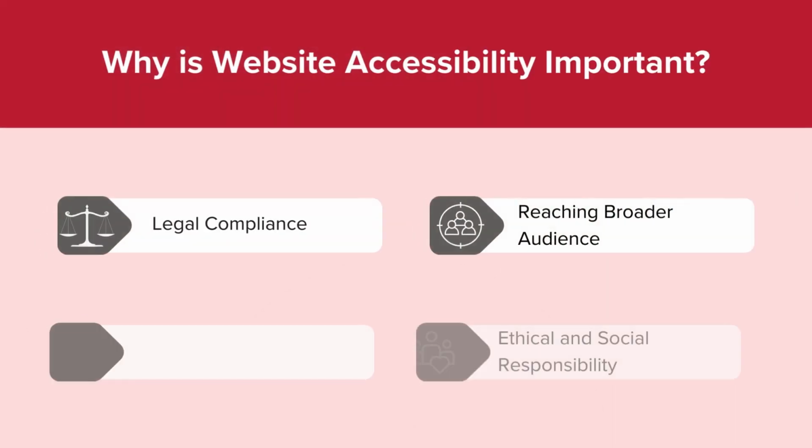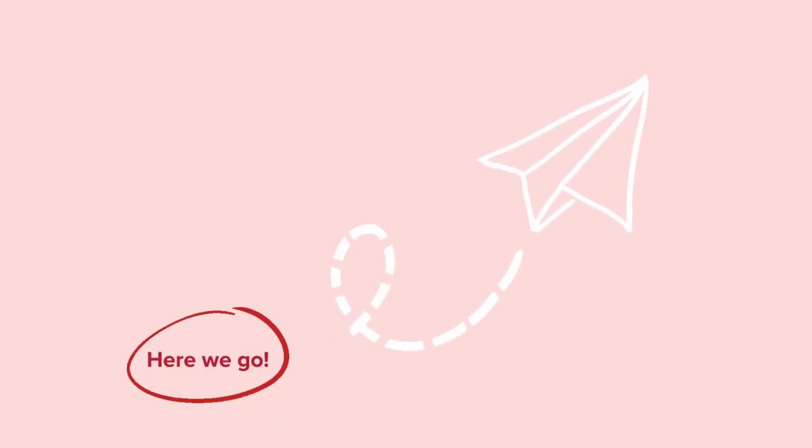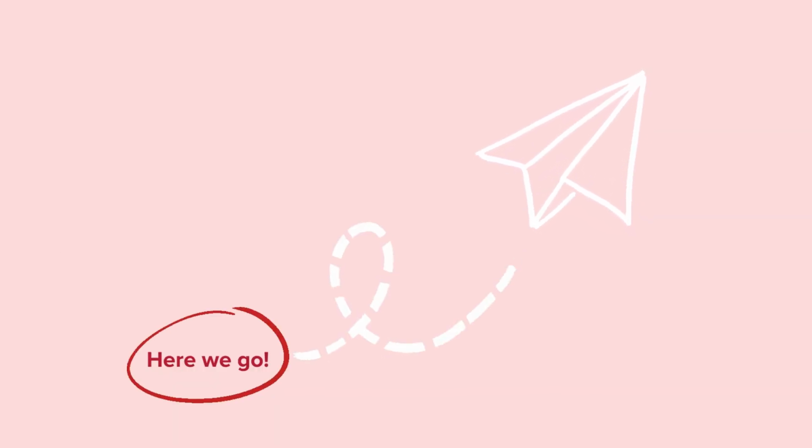But why is web accessibility important? Besides increasing inclusivity, accessibility is crucial for legal compliance, reaching a broader audience, improving SEO, and showcasing ethical and social responsibility. Now, let's explore the 19 tips to make your website accessible.